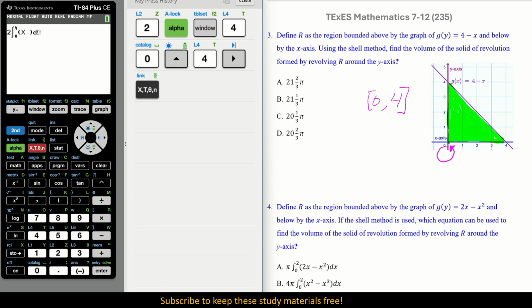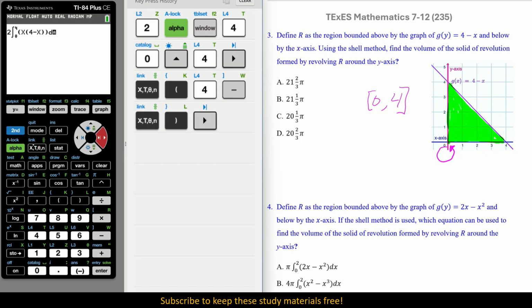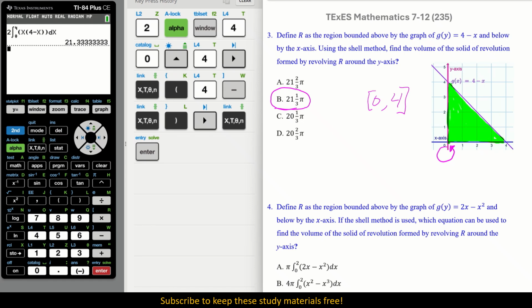So what do we have? x, parentheses, 4 minus the x, close the parentheses, go over, put in the x, press enter. Remember, we left out pi because this is in terms of pi. And you probably already see that B is the option we want.